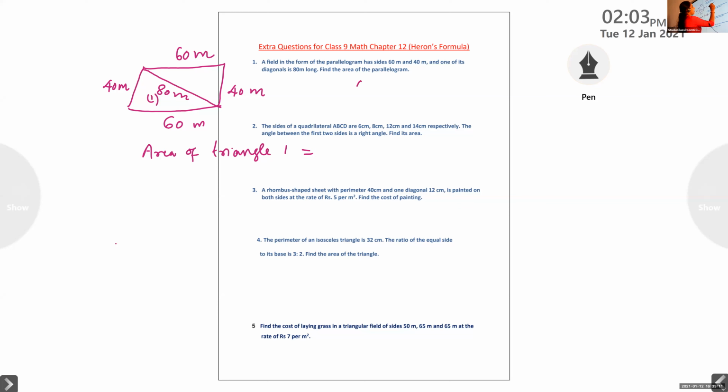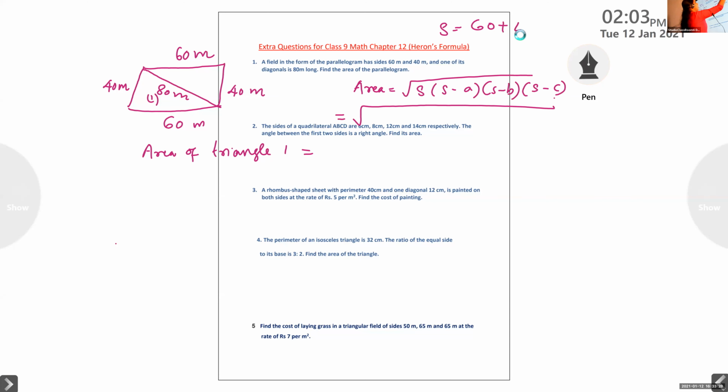The children, we have area of triangle equal to root of s into s minus a into s minus b into s minus c. Equal to root of s, where s is 60 plus 40 plus 80 by 2. Isn't it? How much? 180 by 2 equal to 90. So it is 90 into 90 minus 60, 90 minus 40, and 90 minus 80.